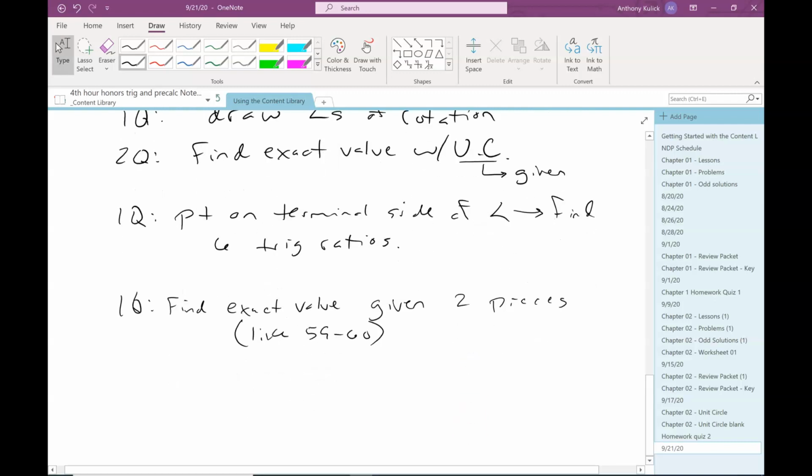And again, if you didn't write all this down, don't worry, because it's in the notes that are on the content library, so you can always go back and look at it. So it'll always be there for you, which is nice, right?